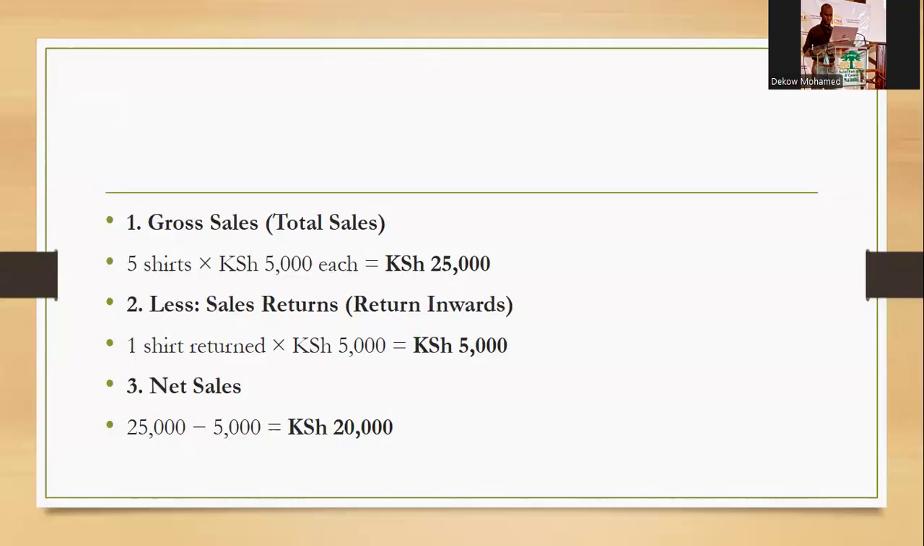So if I sold five shirts at 5,000, that is 25,000 as my sales. Now I have to subtract the 5,000, and for that I get 20,000, which will be my net sale. So for our case it will be 25,000 subtract 5,000, which comes to 20,000. Now sales return is also called return inward.